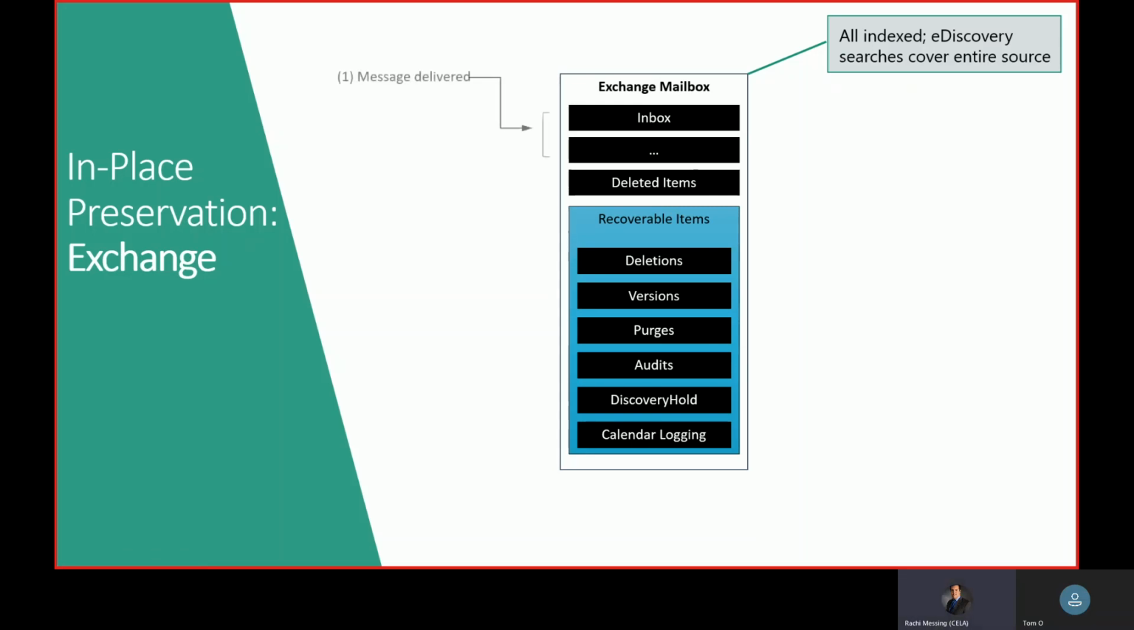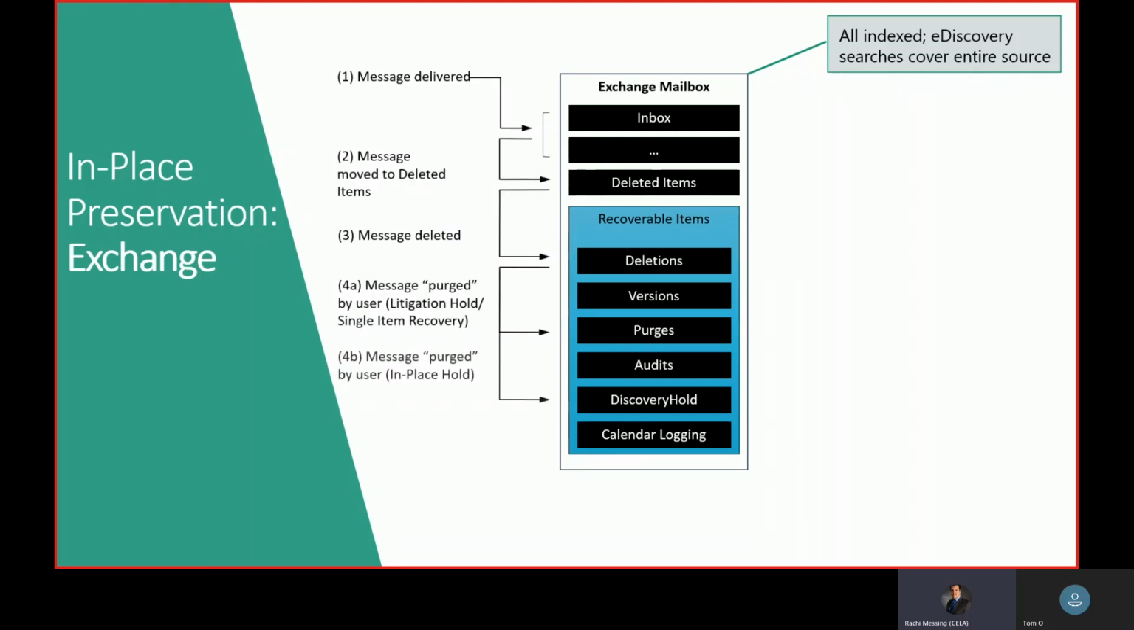And what happens is, as mail goes through its life cycle of getting delivered and then being edited or deleted, if this mailbox is on hold, any data that is on hold, when it's deleted or edited, the original version of that message will be kept within this bottom part of the mailbox, which again is not viewable to the end user. But most importantly, everything in the entire mailbox is viewable to e-discovery searches.